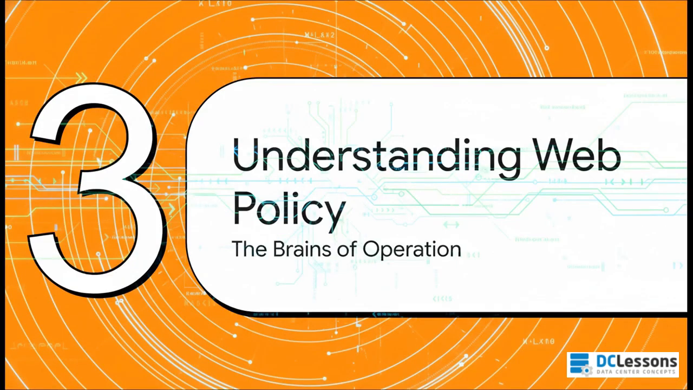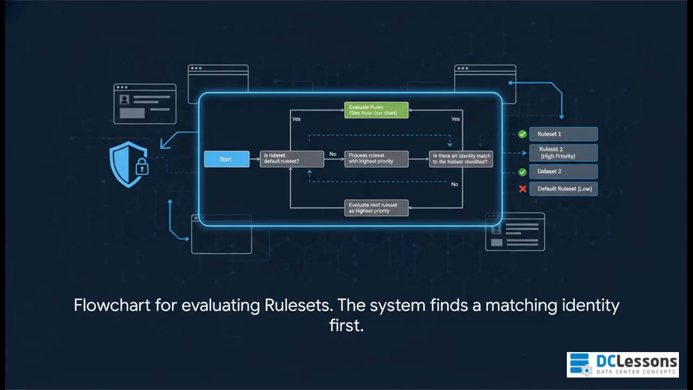Okay, now I need you to lean in for this next section, because this is absolutely critical. We've seen what the SWG can do, but now we need to understand how it decides what to do. This is the brain of the operation, the logic engine that drives literally every single policy decision. Okay, so here's how the logic works. It's actually pretty straightforward when you break it down.